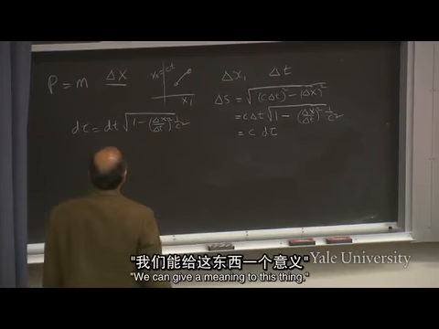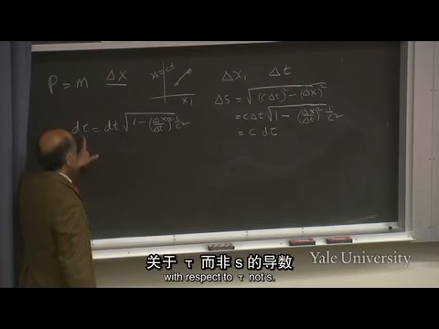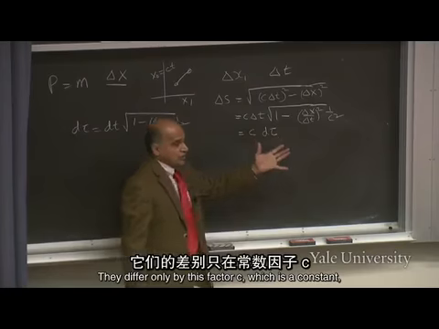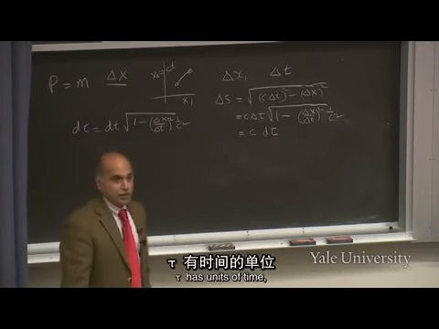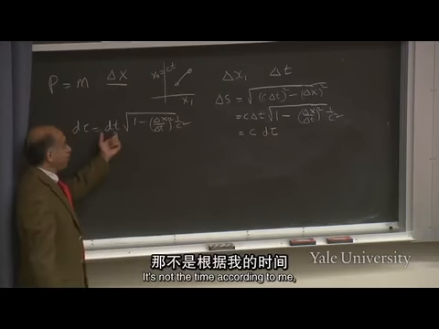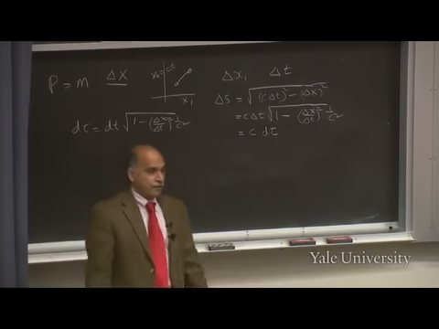Then I said, we can give a meaning to this thing. In fact, let's take the derivative with respect to tau, not s. They differ only by this factor c, which is a constant, so it doesn't matter. Tau has units of time, and you can ask, what does that time stand for? It's not the time according to me, but I argue that it's the time according to the particle.